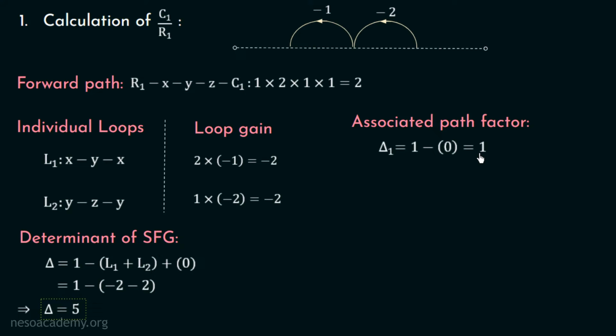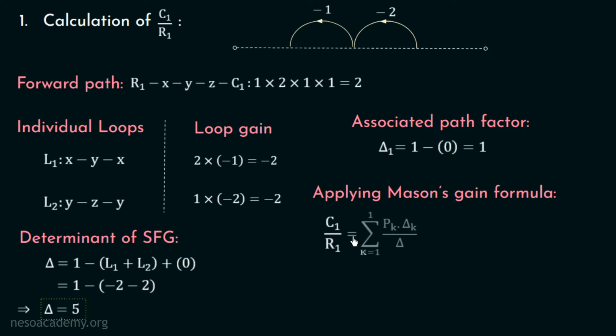Now we are done with the calculation of forward path gain, the loop gain, the determinant of SFG, and the associated path factor. We will now apply the Mason's gain formula in order to calculate the overall transfer function C1 over R1. So we have C1 over R1 equal to summation from k equal to 1 to n Pk multiplied with del k over delta. The number of forward paths in this signal flow graph is equal to 1, and that's why the value of n is equal to 1.